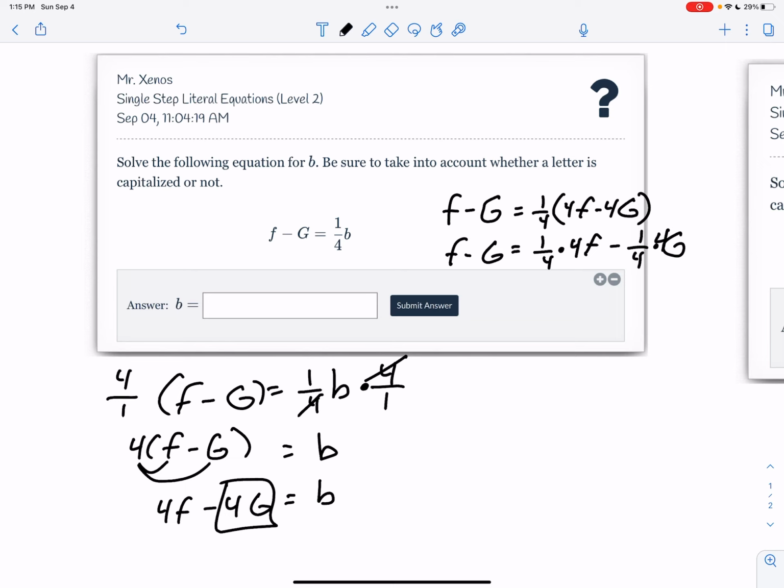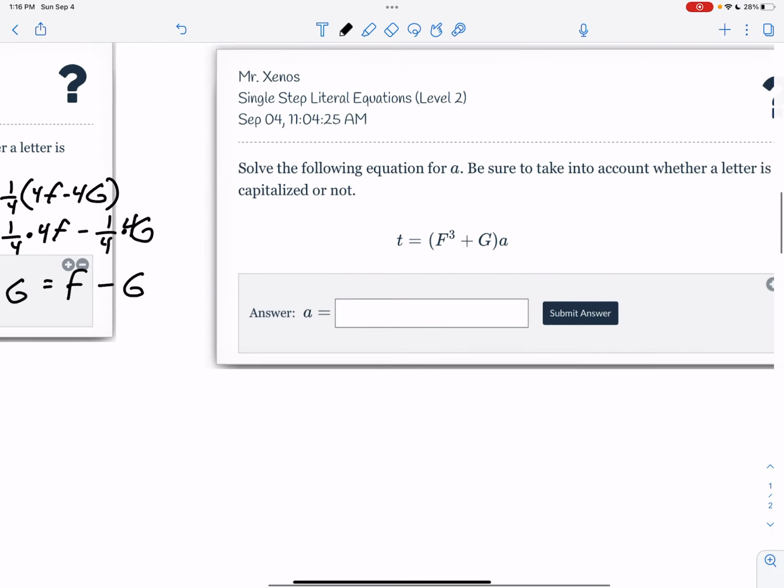Negative times a positive is a negative. That's why this is negative right here. And then I get 1/4 times 4. So on the left side, I'm not doing anything. And on the right side, 1/4 times 4 is 1, so I get f. And then right here, negative 1/4 times 4 is negative 1, and then I have my g. So f minus g equals f minus g. You don't have to do this part, but I'm just showing you it always works.